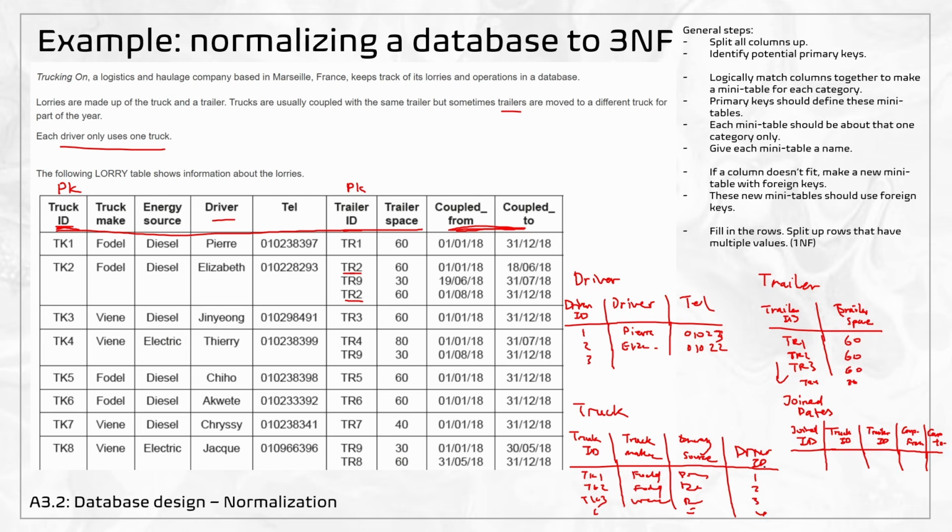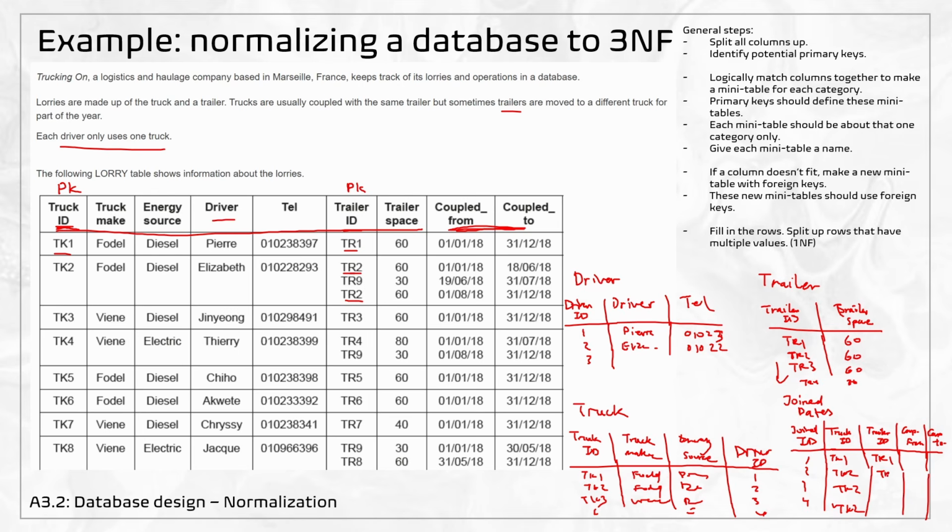And now joined dates, because we made joined ID up, we're going to have to just do 1, 2, 3, 4. Truck ID, we'll just do TK1, TK2, and so on. And trailer ID, we've got TR1, so we've got this relationship with TK1 and TR1. But now joined ID 2, we've got TK2, but there's 3 different trailers for this same truck. So we have TK2, but we also have TK2 here. We also have TK2 here, because we're going to need to split apart these trailer IDs for this table.